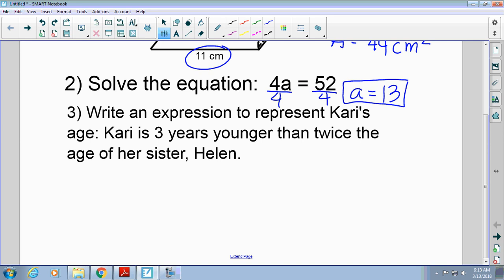It says Carrie is 3 years younger than. That word "than" is a clue word telling you it's a flip-flop word.